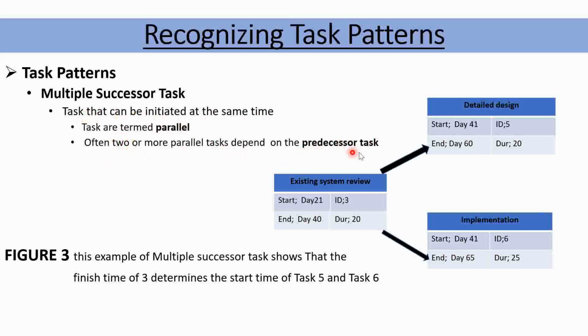What is a predecessor task? A predecessor task is a task which happens before, like this one, existing system review, which happens before the detailed design and before the implementation, right? But the detailed design and implementation are successors. They happen when? After.